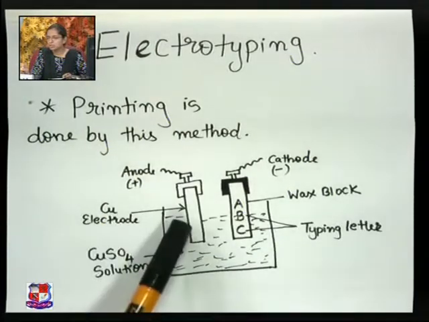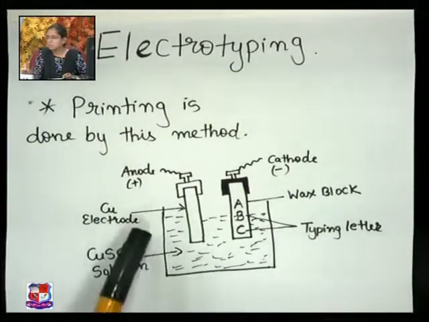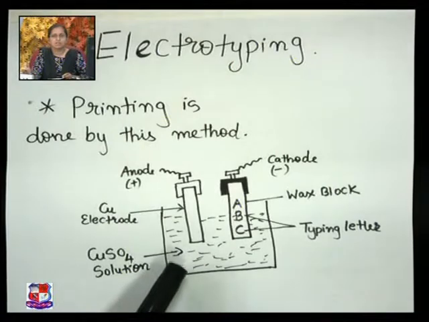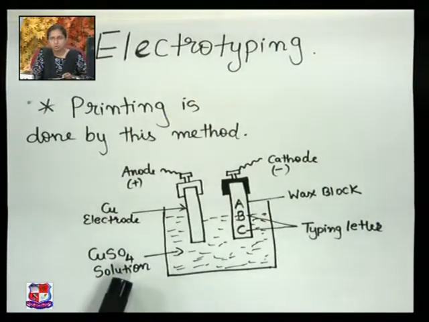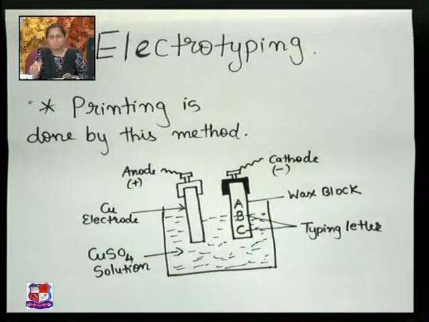Then here this is our copper electrode. The same solution is chosen so that transfer of ion is facilitated. Then we have a copper solution. Okay, now just look what happens in the process.